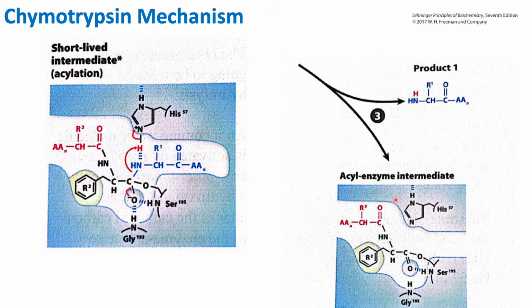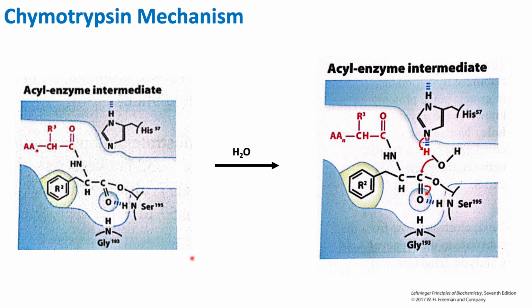We are left with our acyl enzyme intermediate. So once again, we can note over here that this oxygen has regained its double bond, and we are still bound to serine. Now we have to break this part of our fragment that we are left with. Now in this step, we can see that we have our acyl enzyme intermediate, and what's going to happen is that we're going to add water.